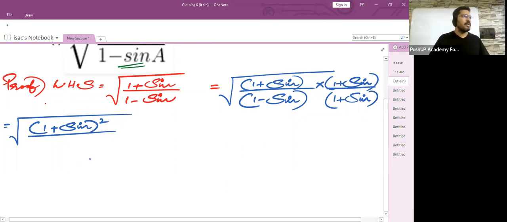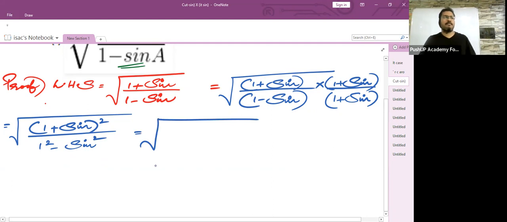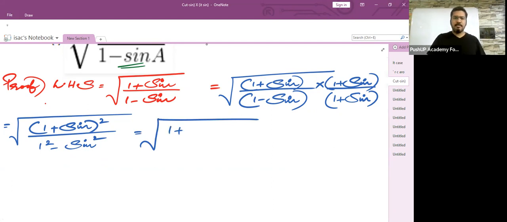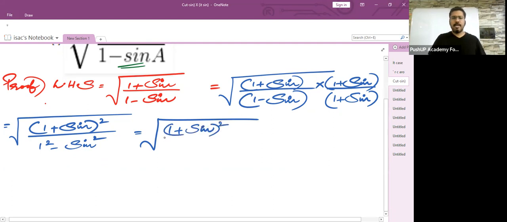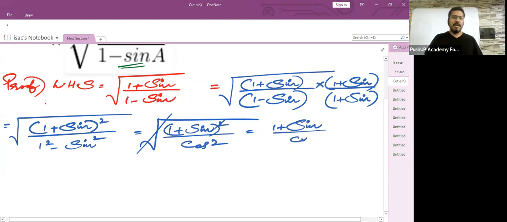What is 1 minus sine into 1 plus sine? 1 square minus sine square. Good. This is equal to square root of 1 plus sine the whole square divided by, and 1 square minus sine square is 1 minus sine square. In turn, 1 minus sine square is cos square. Now, we can again go through the same old method. Square root and square get cancelled. You get 1 plus sine divided by cos.